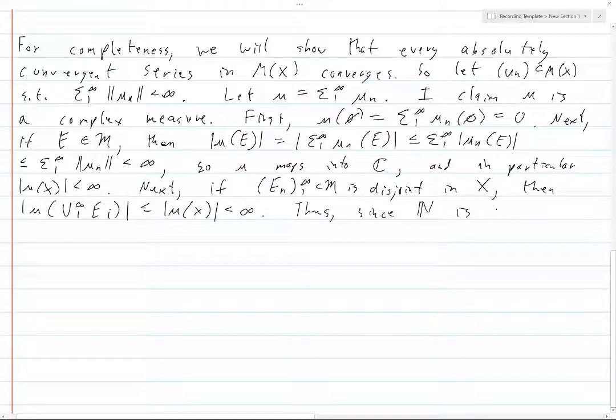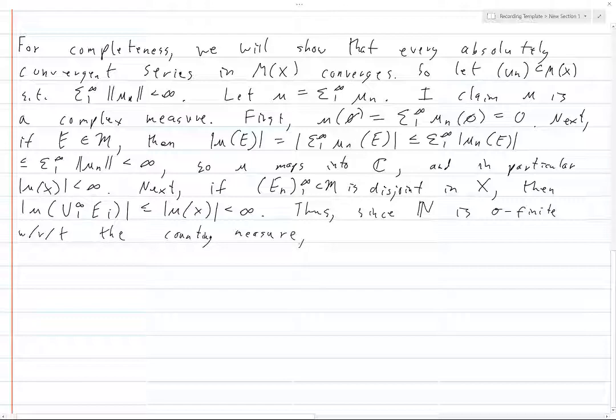Since N is sigma finite with respect to the counting measure. And that's something that is very easy to forget in Fubini's theorem. It's one of those technical things, like you learn these theorems and there's the main meat of the theorem. Like, the meat of Fubini's theorem is that you flip the order of the integrals.